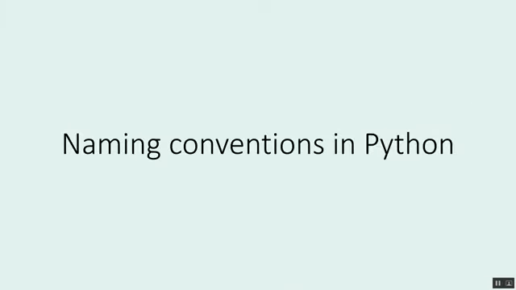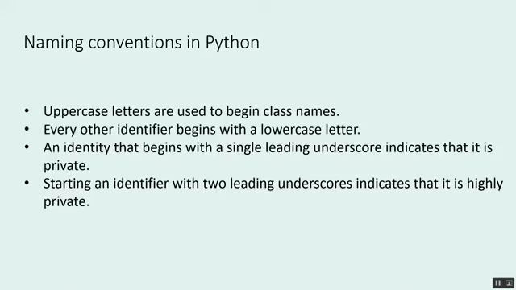Now, for naming conventions in Python, you use uppercase letters to begin class names. Actually, these naming conventions apply mostly in object-oriented programming. But for this video, we're just going to use the functional type of Python. We have different types of approach in programming. It could be functional, procedural, or object-oriented. But for my examples in this video, I'm going to use a functional type of approach in Python.